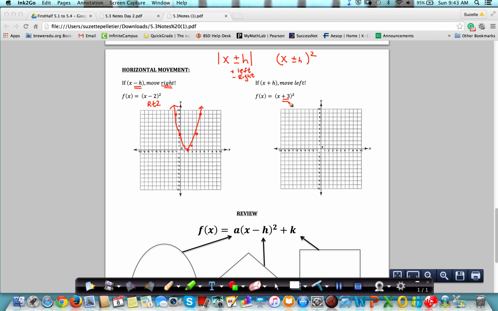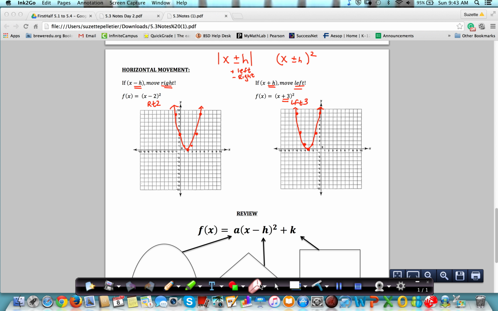And then positive means that I'm going to move left. So I'm going left 3. Backward 3 keeps the same shape. Over 2, up 4. And then over 3, up 5, 6, 7, 8, 9. Again, parent function, normal shape, just shifted left 3.